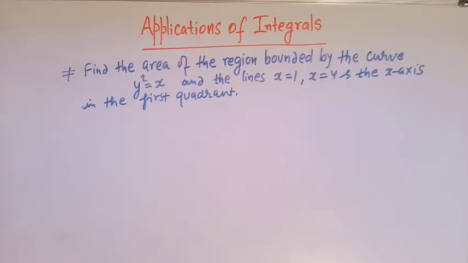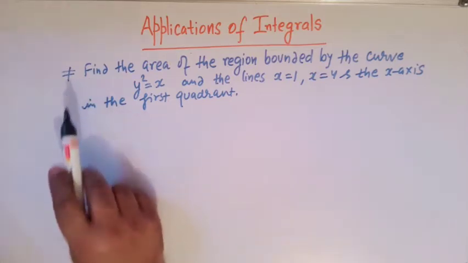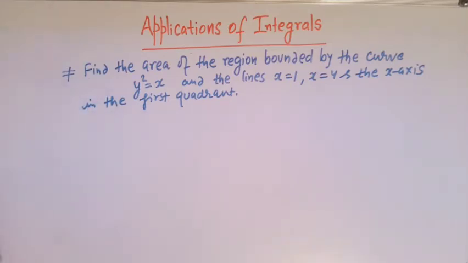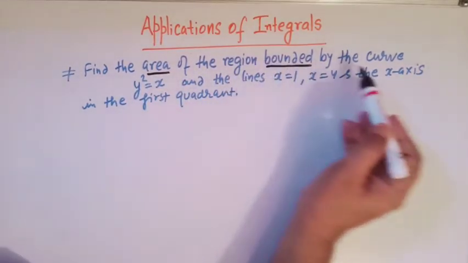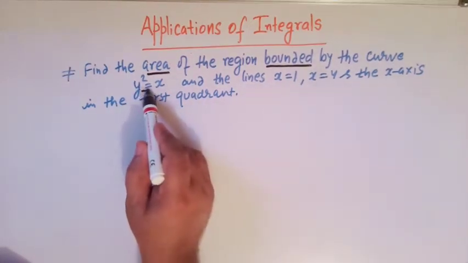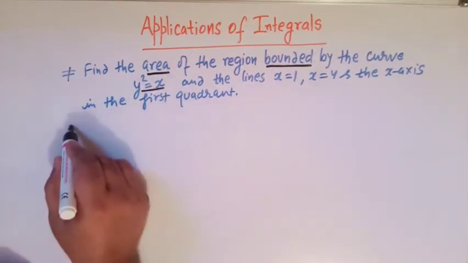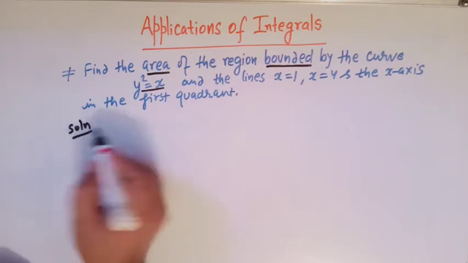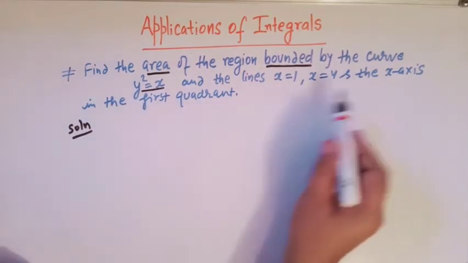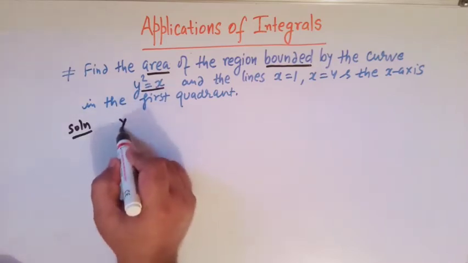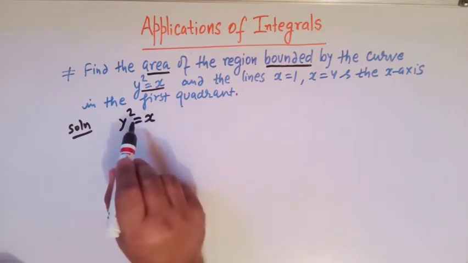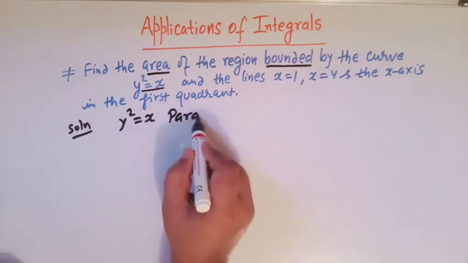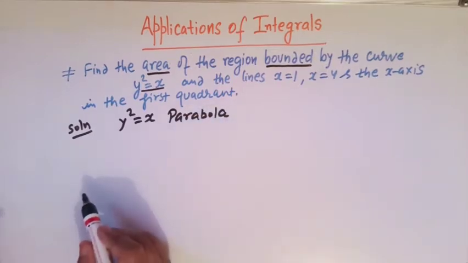Now viewers, this is a very simple and very conceptual problem. Here we have to find the area of the region bounded by the curve y square is equal to x. So first of all, our aim is to identify the curves which are given in the question. We have y square is equal to x, and we know that this is the equation of a parabola, right? So the first aim is to identify the curves.